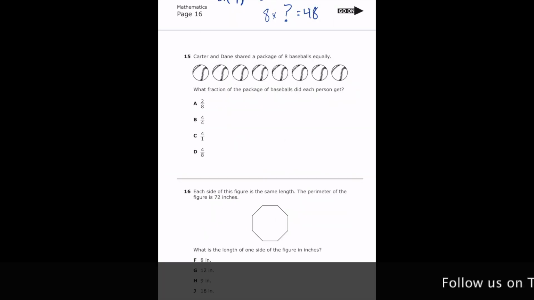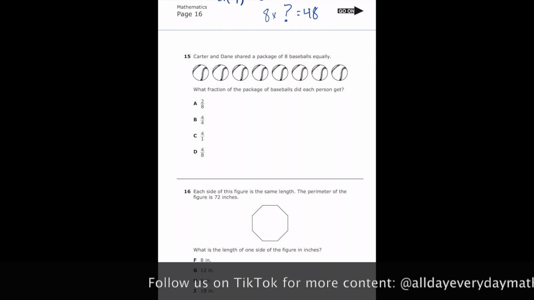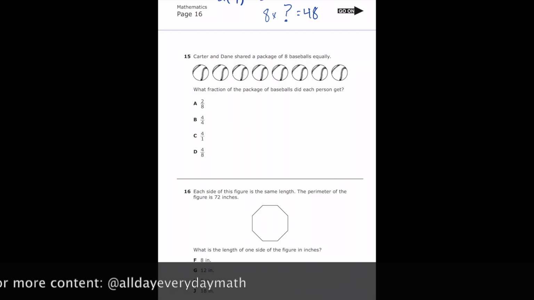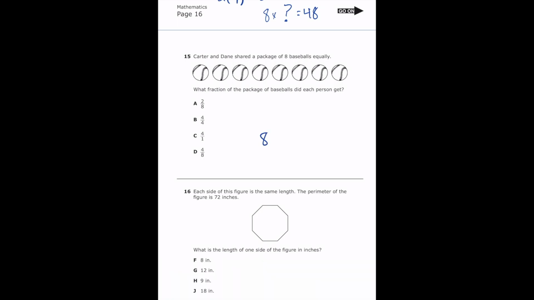Number 15, Carter and Dane shared a package of 8 baseballs equally. What fraction of the package of baseballs did each person get? So there's 8 baseballs. They're splitting it between 2 people. Okay, so 8 is going to be our denominator because that's the total. And we have 8 baseballs equally that are going to be split. And so if I just split that in half, each person's going to get 4, right? So 4 over 8. And if we look at our answer choices, we should get letter D.